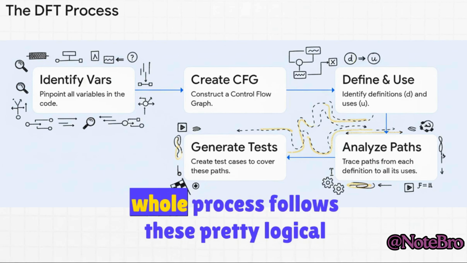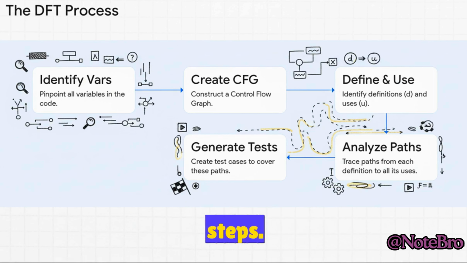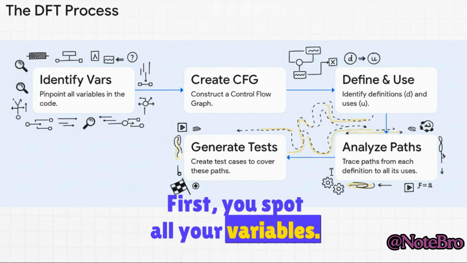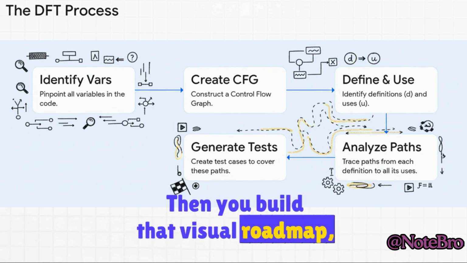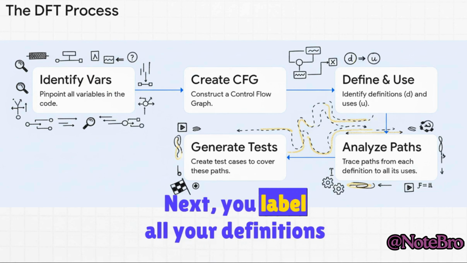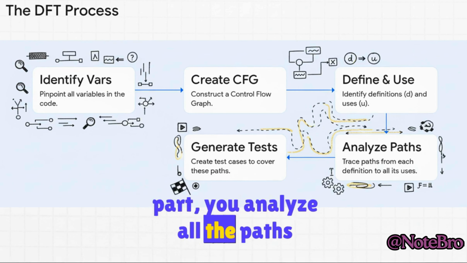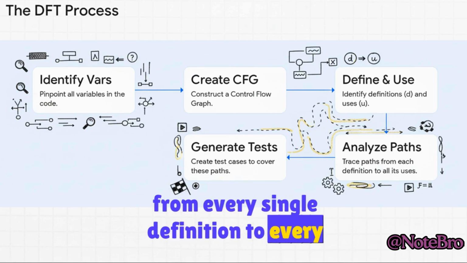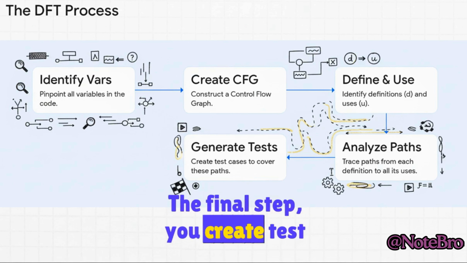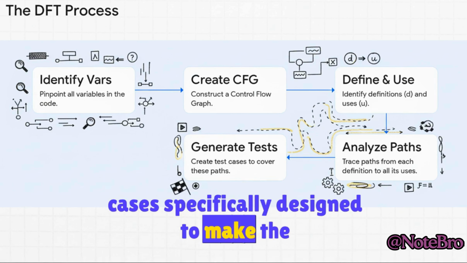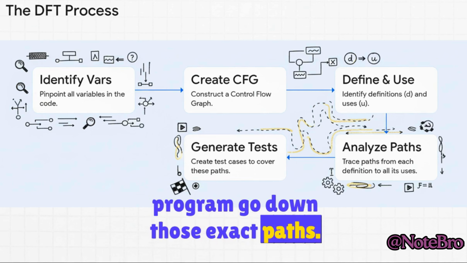So, if you zoom out, the whole process follows these pretty logical steps. First, you spot all your variables. Then you build that visual roadmap, the CFG. Next, you label all your defines and uses. And then, this is the crucial part, you analyze all the paths from every single definition to every single use. The final step? You create test cases specifically designed to make the program go down those exact paths.